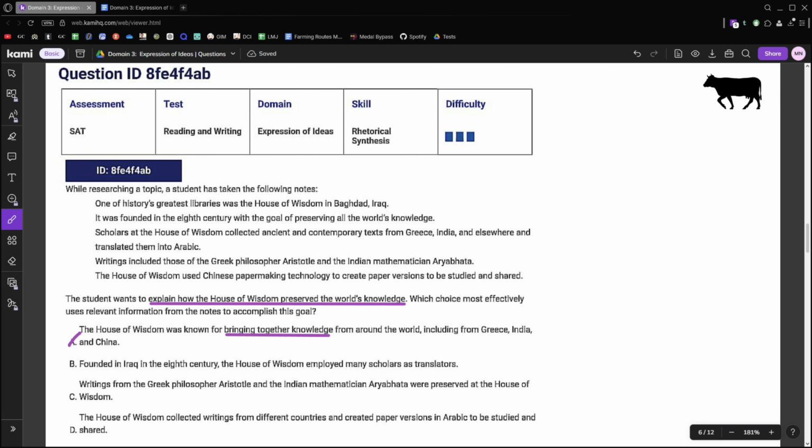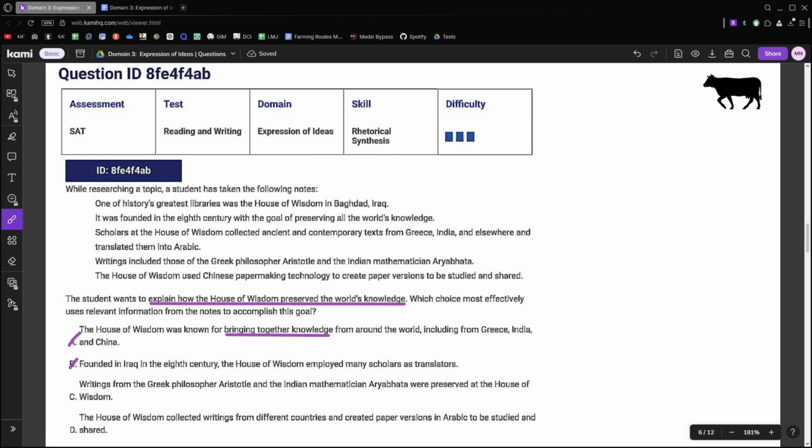Now let's look at B. Founded in Iraq in the 8th century, the House of Wisdom employed many scholars as translators. Cool, we know when and where it was founded and who worked there. How did they preserve the knowledge? It still doesn't answer the question, so B will be wrong.